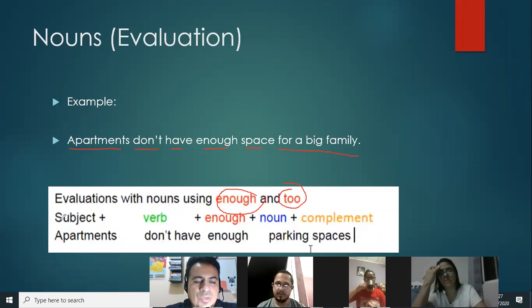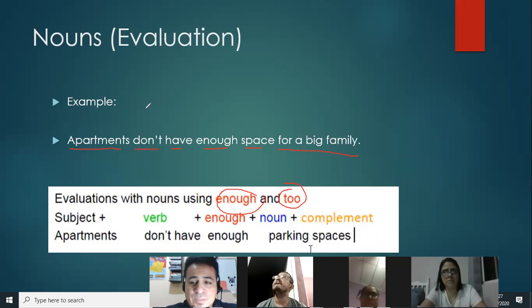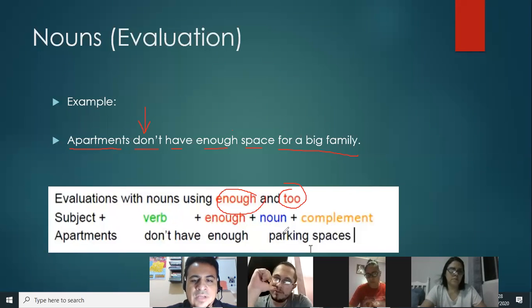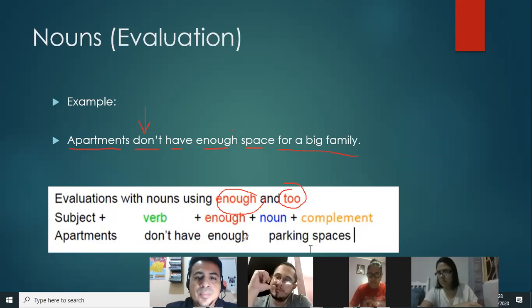Okay. We use subject plus verb. The verb, aquí ya no es el verb to be. ¿Ya se dieron cuenta cuál verb es? Don't. Okay. Ya no es el verb to be. El verb to be es solo para adjectives. Apartments don't have enough parking space. El ejemplo que hizo el teacher aquí en el video. Apartments don't have enough parking space. You can also say, apartments don't have enough, y después a noun.